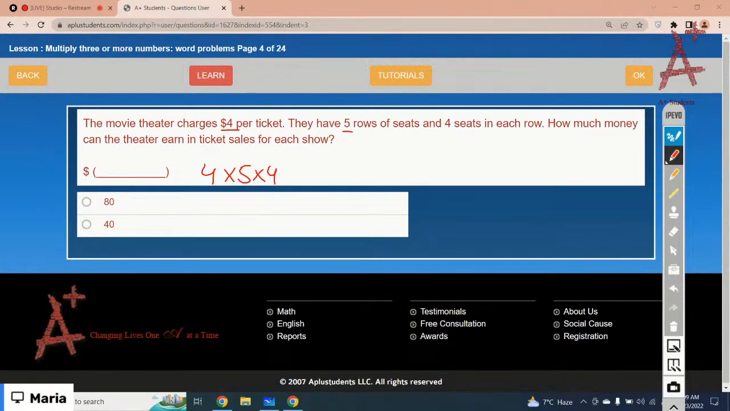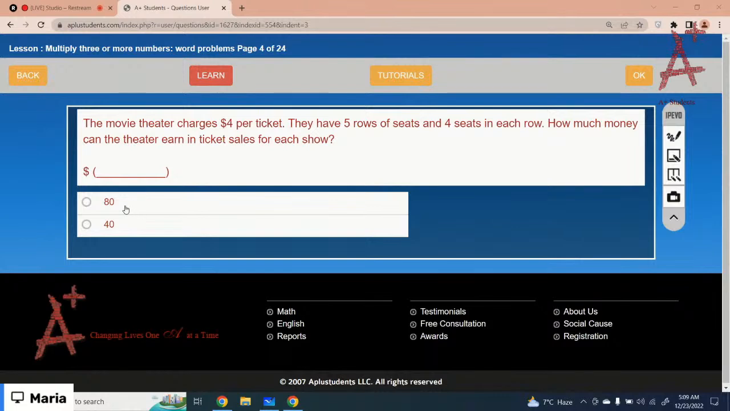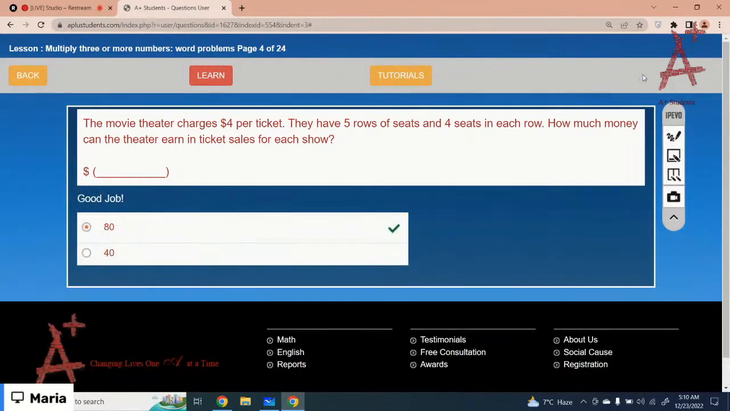So you have to calculate the total amount. Got it? So you have to do 4 times 5 is 20, and you have to do 20 times 4. So 20 times 4 is 80. Got it? That means the money the theater can earn in ticket sales for each show is $80. They can earn $80 from each show. Got it? So just select the correct option, then click on the OK button.